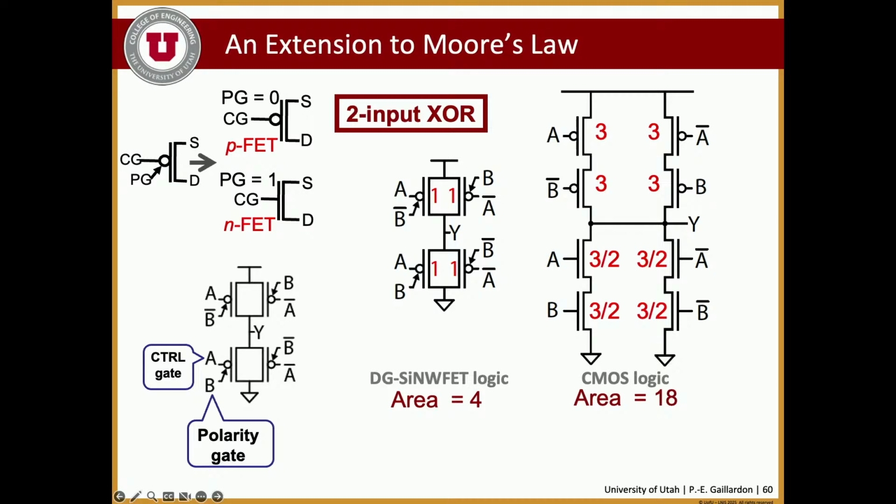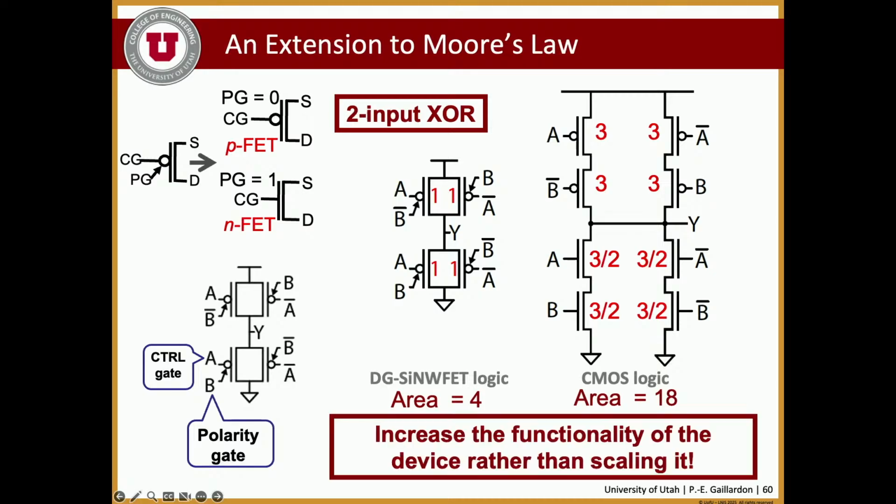So that's precisely the illustration I wanted to make about increasing the functionality of the device rather than scaling it. We arguably do have a much bigger device. Now it's a device with 3 gates that we have to control. It's taking some area on silicon, but you will need fewer devices to implement the same functions. So the device is more capable for a given area, and that leads to some interesting gains.